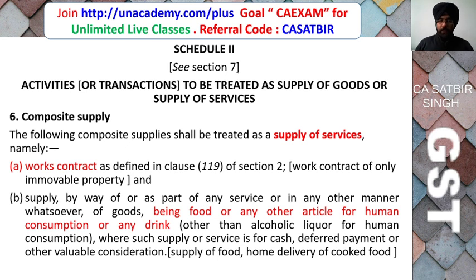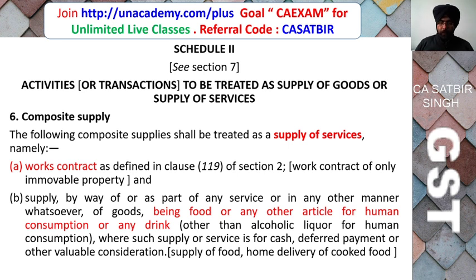Suppose a person has taken a contract of painting of a car. In that case he will be using his material as well as supplying his service. Since it is not related to immovable property, it is movable property, so it will not be covered under the work contract definition.